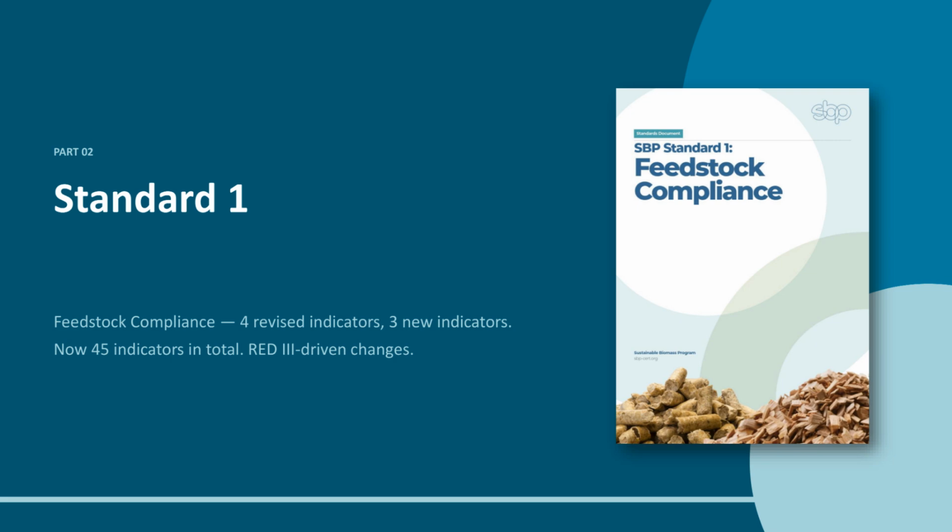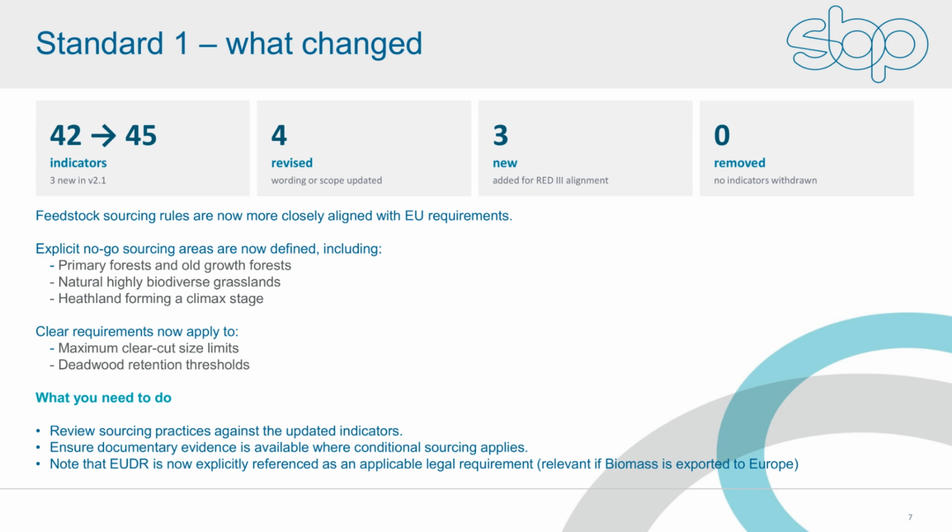We're now moving into Part 2, Standard 1, Feedstock compliance. This is where 2.1 brings the most visible alignment with EU rules. 3 new indicators, 4 revised, and the total now stands at 45. Let's see what's changed. Here's the picture for Standard 1. It now has 45 indicators, up from 42. 3 are brand new, 4 have been revised in wording or scope, and none have been removed.